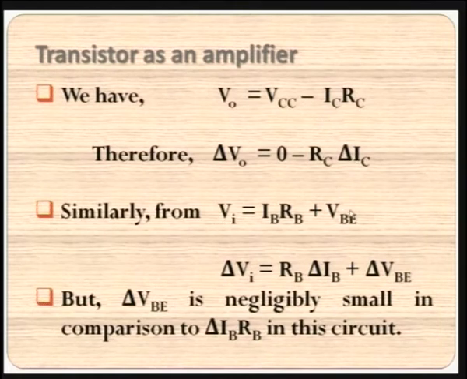Similarly, for the input side, when we write, this is the equation we get. Here the Vi is a variable, so it is shown with a delta Vi. Here RB is a constant, only IB is a variable, so it is written as delta IB. VBE will also be varying, so it is also written as delta VBE. These are the two equations we need to consider, delta V0 and delta Vi.